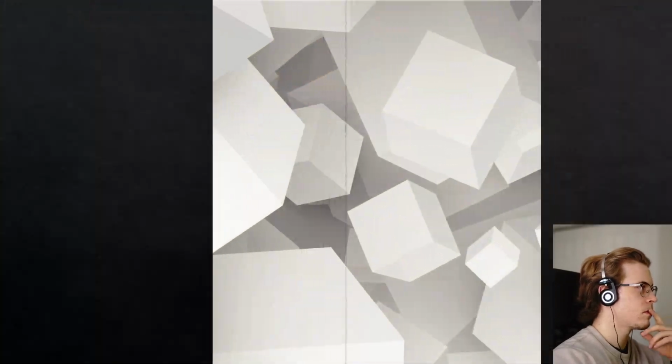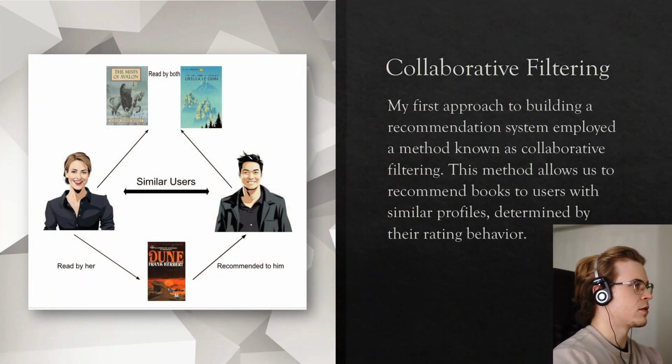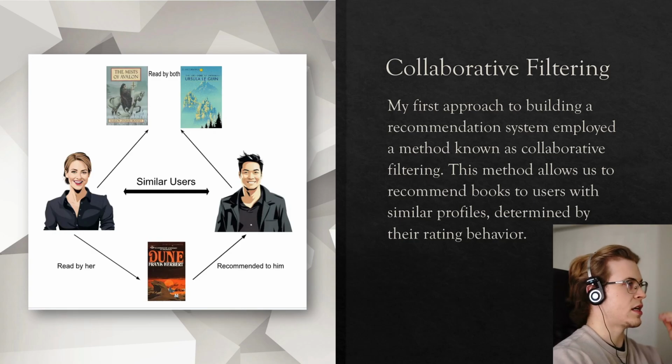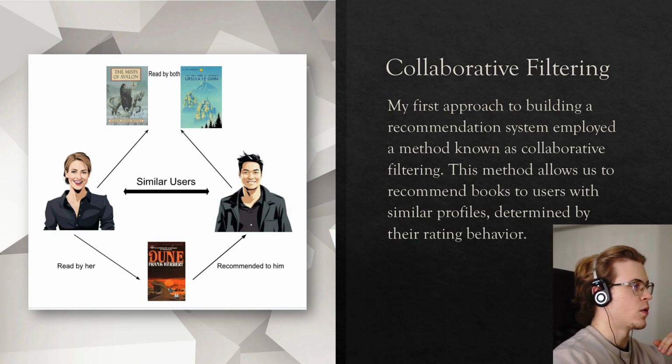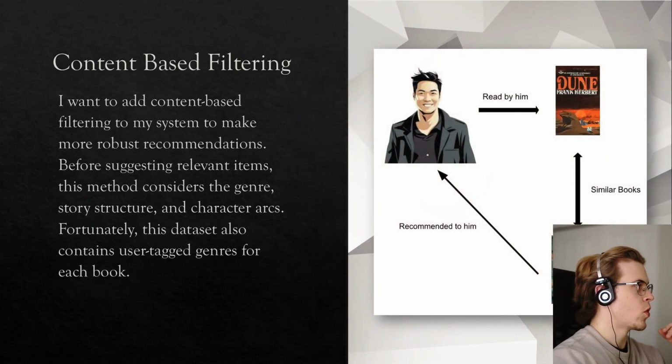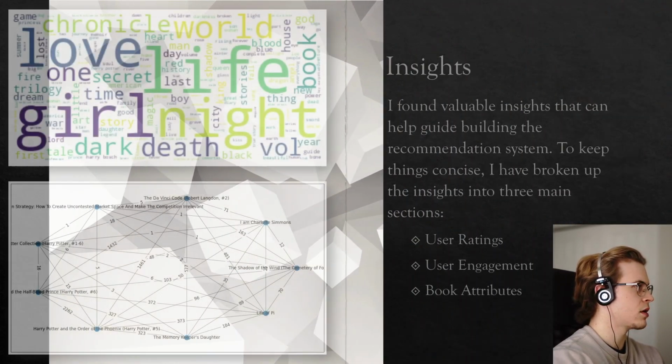the algorithm. So collaborative filtering was the method that I used in that example above, which is a method that allows us to recommend books to users with similar profiles determined by their rating behavior. What I want to add is content-based filtering, and this method considers the genre before making relevant suggestions, and fortunately this dataset also contains user tag genres for each book.